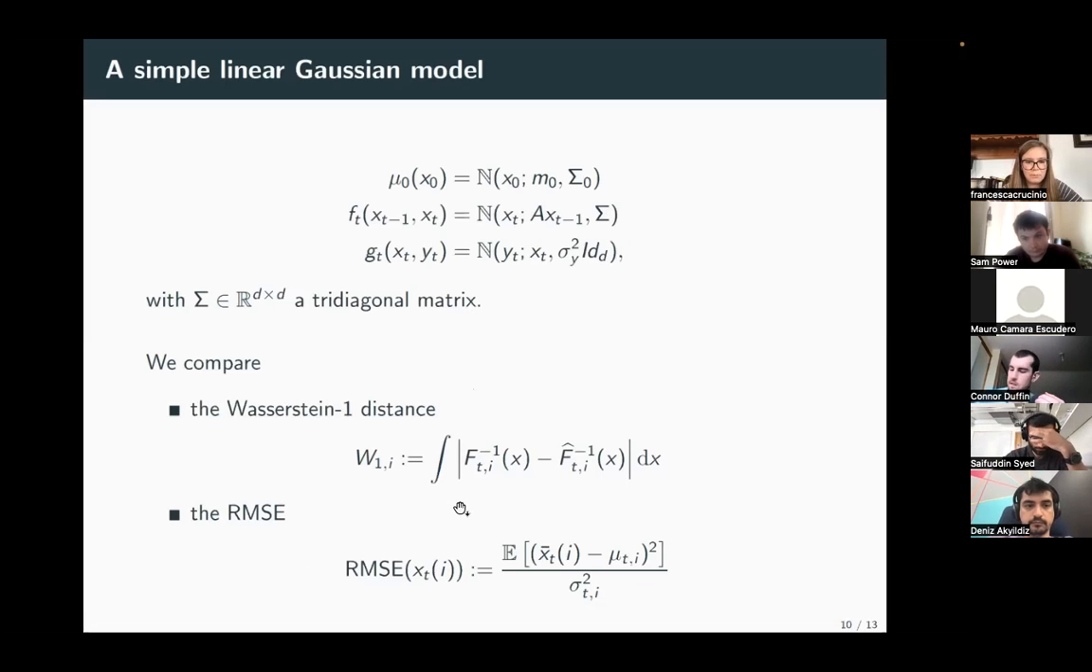And the measures that we compare are the Wasserstein distance. So we basically obtain this for each marginal separately. This is the inverse CDF of the I-th dimensional marginal of the true filter, and we compare it with this particle approximation, and the relative mean squared error. So we have the average of our particles for dimension I, we compare it with the mean, and we normalize using the variance.